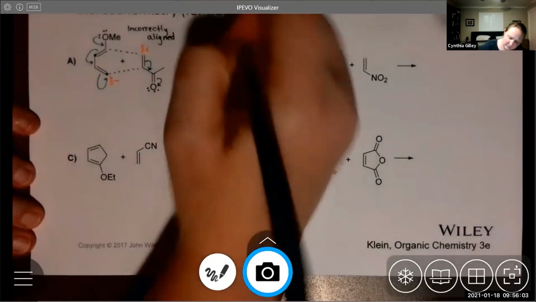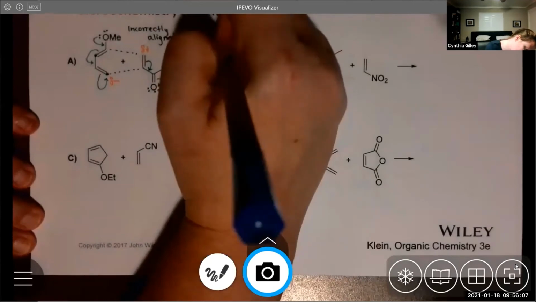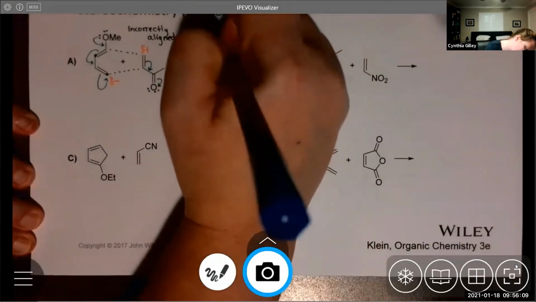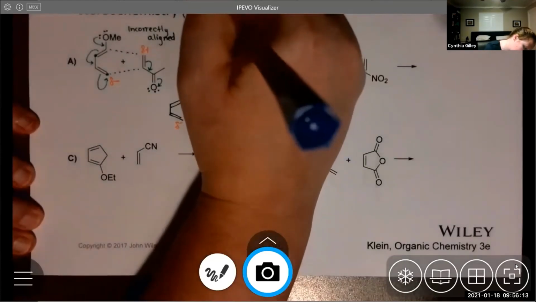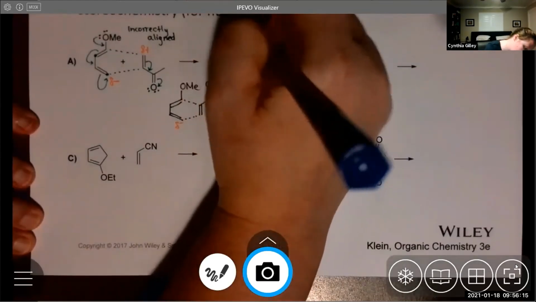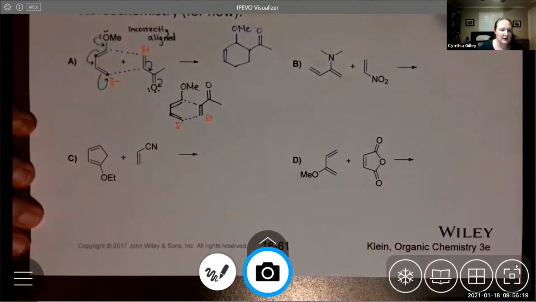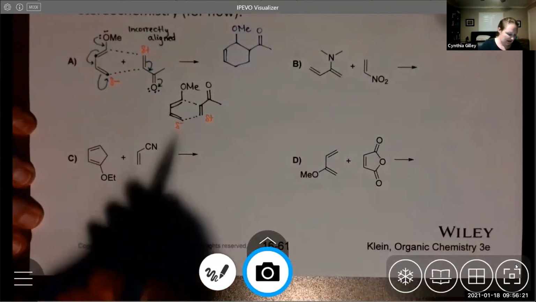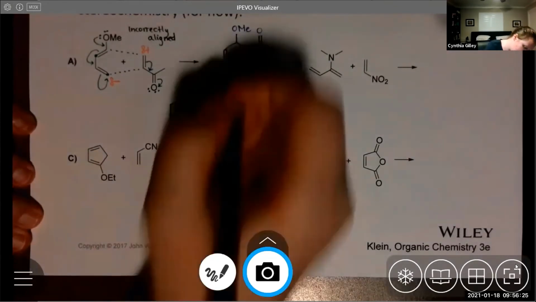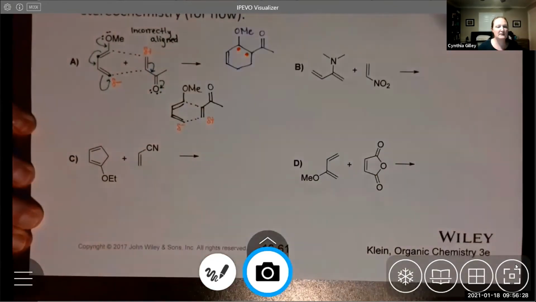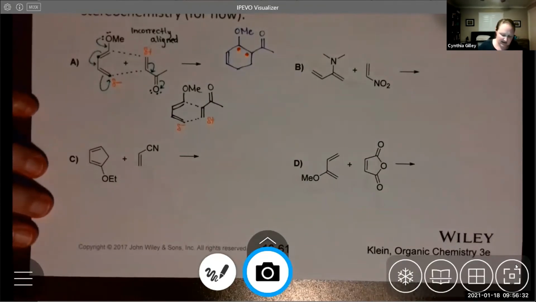So I can draw the product here. I like to sketch in the cyclohexene ring first, and then I'm going to place the methoxy group up here and the methyl ketone on the adjacent carbon. And again, even though these two carbons are stereocenters, we're going to ignore stereochemistry for now. Let's look at the next case.